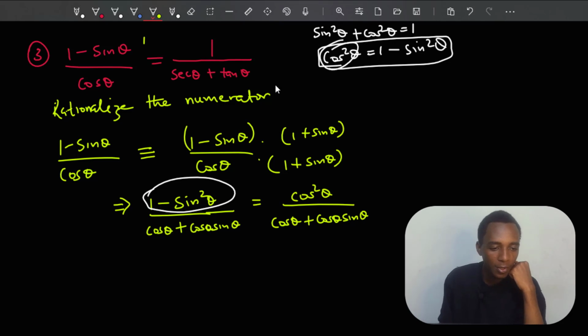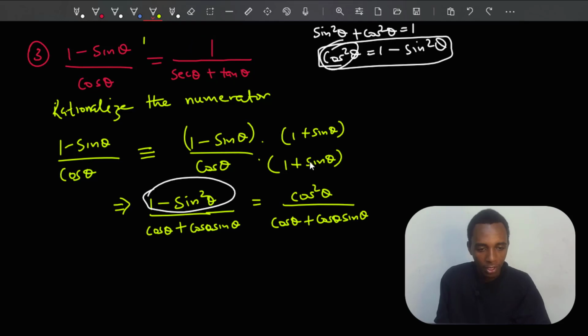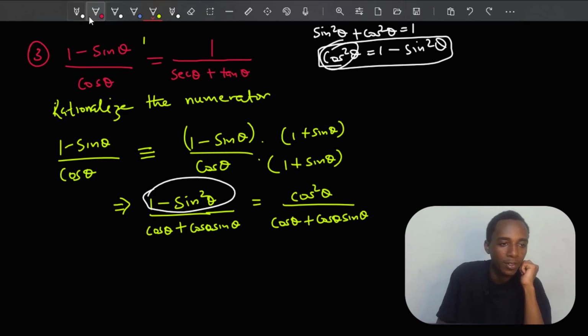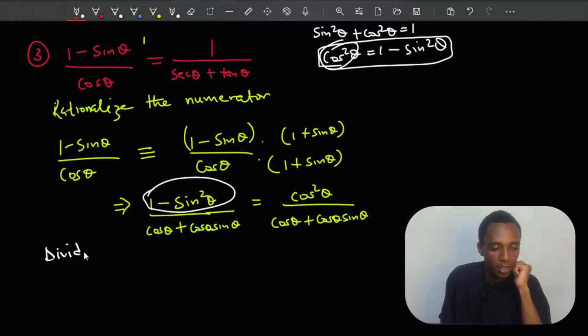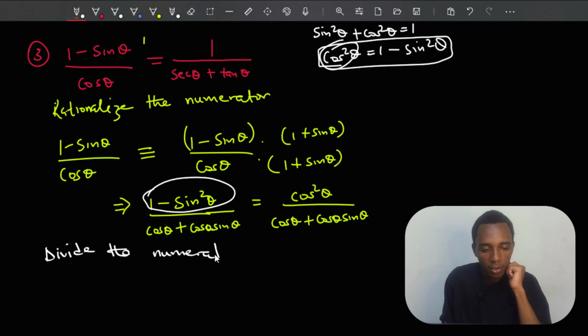Okay, nice one. The next thing I'm going to do here is to just take away these brackets. I'm going to divide both the numerator and the denominator by cos squared theta, because what I'm proving here has a 1 on top here. So I have to get rid of cos squared theta. So let's do that. I'm going to divide the numerator and denominator.